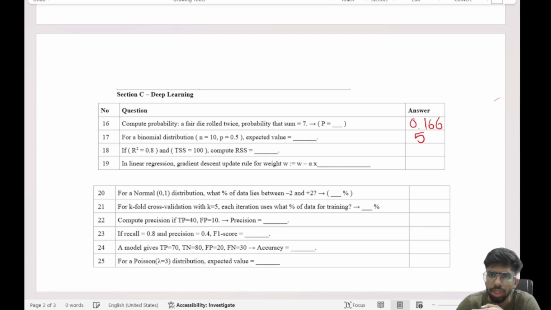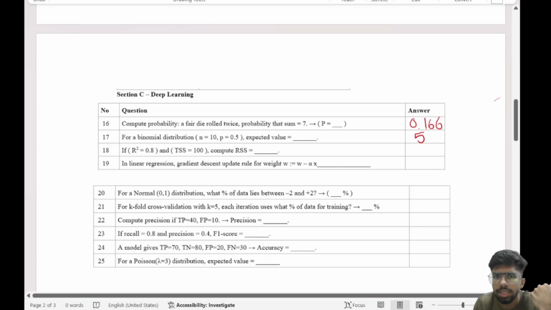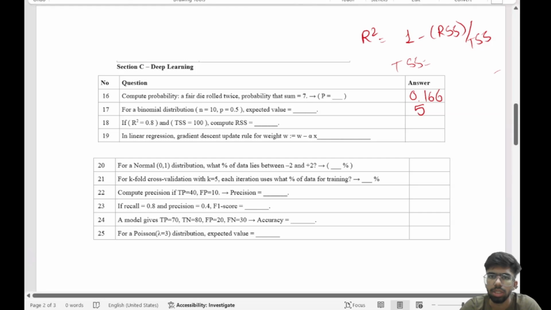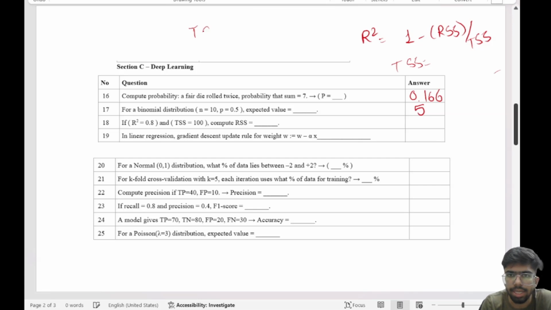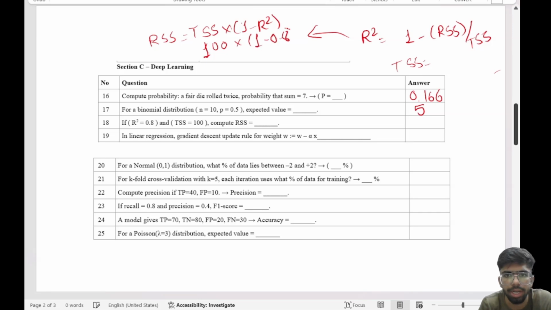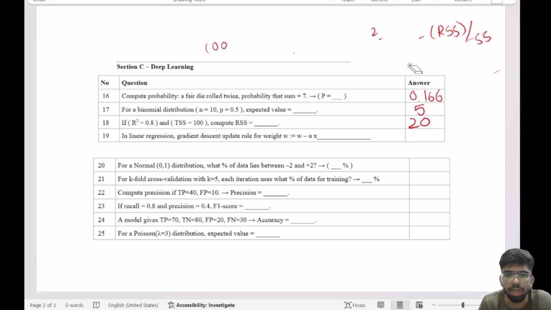Now let's move on to the next question. If R square equals 0.8 and TSS equals 100, compute RSS. We first have to understand the relationship: R square equals 1 minus RSS divided by TSS. To calculate the RSS, we rearrange this into RSS equals TSS into 1 minus R square. Now we put in the values: 100 into 1 minus 0.8, that is 100 into 0.2, and we get the answer as 20. So the answer is 20. Let me remove this and move on to the next question.